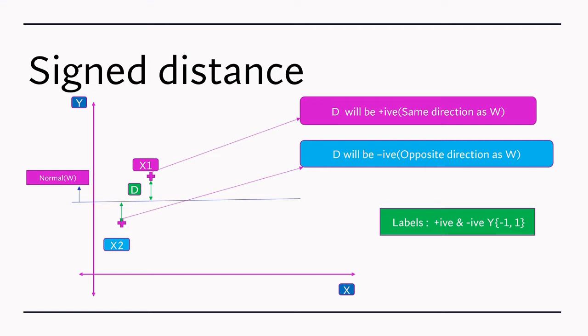Labels could be both positive and negative. Here I have two positive labels, but I could have another point, say x3, which has a negative label. So the signed distance becomes the multiplication of the label with the distance from the plane.